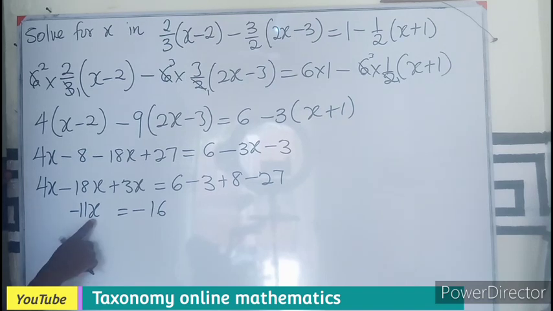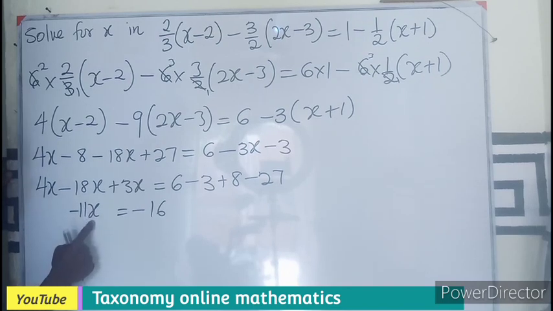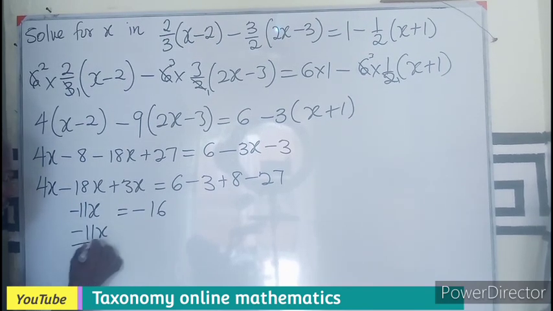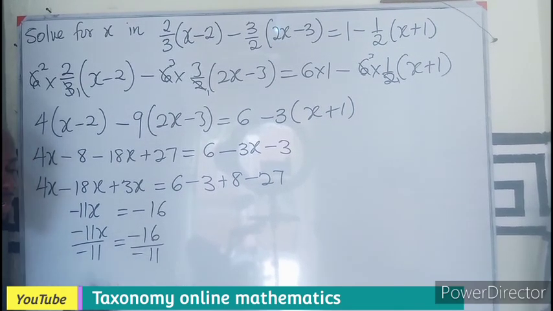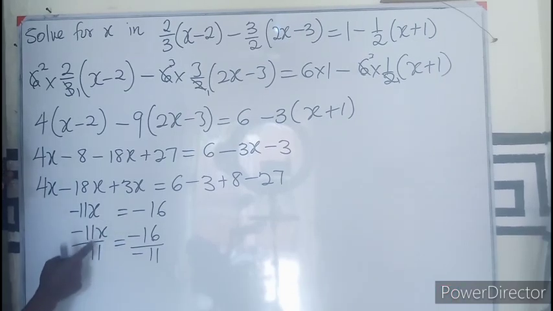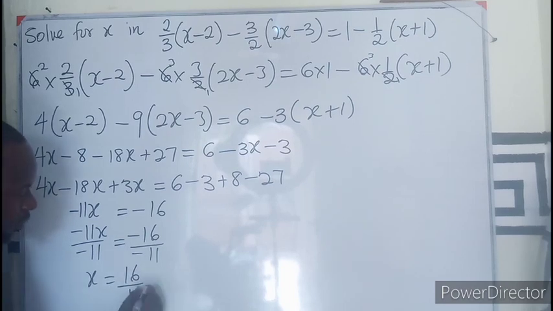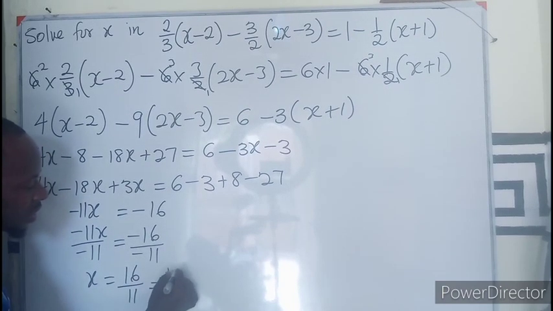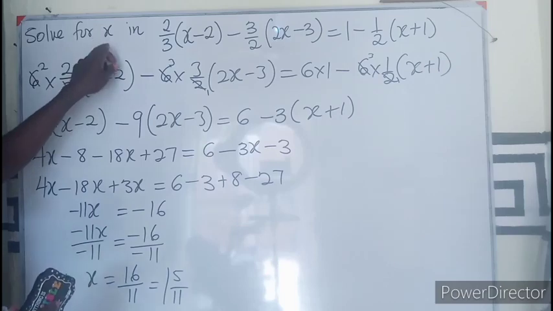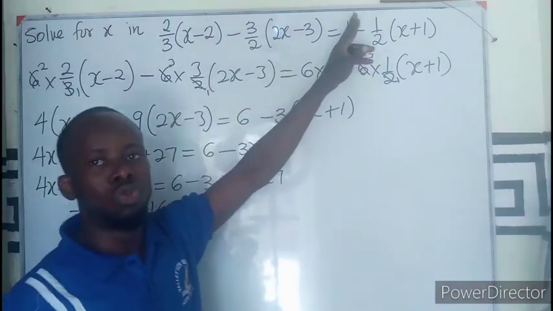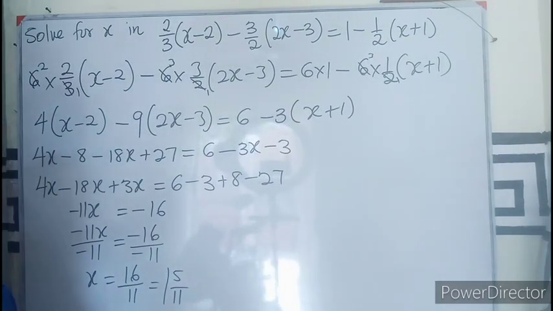But what are we looking for? We are looking for the x. So we divide both the left and the right by the numerical coefficient of x. So negative 11x over negative 11, negative 16 over negative 11. Negative and negative will cancel. 11 and 11 will cancel. So x will be equal to 16 over 11, which could also be one whole number 5 over 11. So the value of x that will make this statement true, that the left will be equal to the right, is 16 over 11.